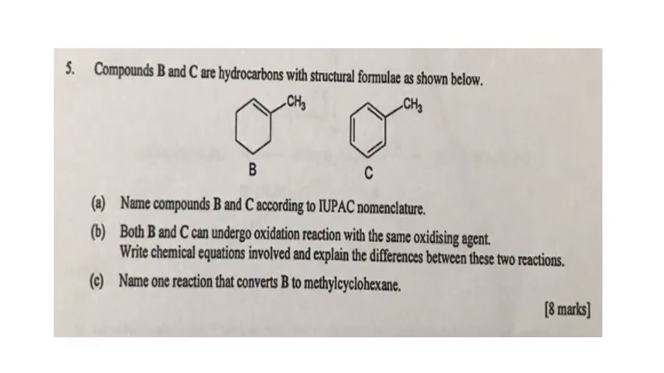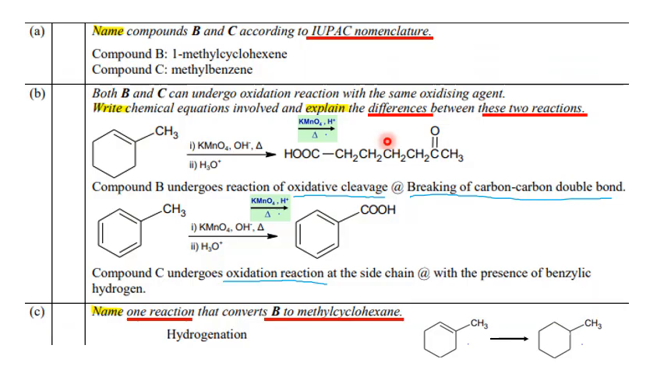This is the original question 5, on benzene and alkene. This is the alkene, this is benzene. First, name compounds B and C according to IUPAC nomenclature. B is this cyclohexene with the methyl at position number 1, so 1-methylcyclohexene. For benzene, this one is a methyl, so methylbenzene. For your information, if the substituent on the benzene compound is at position number 1, we do not need to put 1, for example nitrobenzene, bromobenzene, chlorobenzene. So the best answer is methylbenzene.